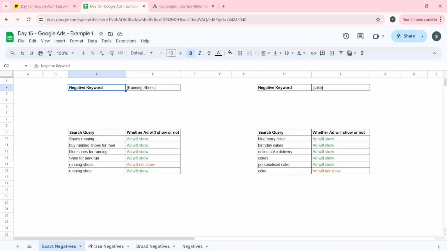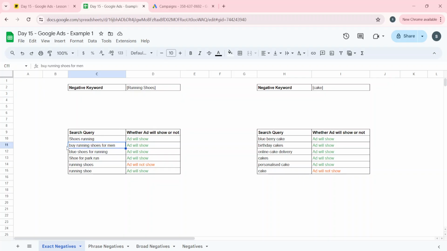Let's say you are running a campaign for shoes, and you have added running shoes as an exact match negative. So below are the search queries, and we check whether our ad will show or not. You have added running shoes as exact match negative, and if a user types a query for shoes running, your ad will show, because this is an exact negative. They should be exactly running shoes. That's it. Then only your ad won't appear. Running shoes. Are you getting me?